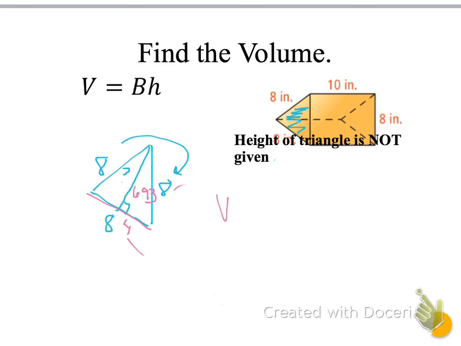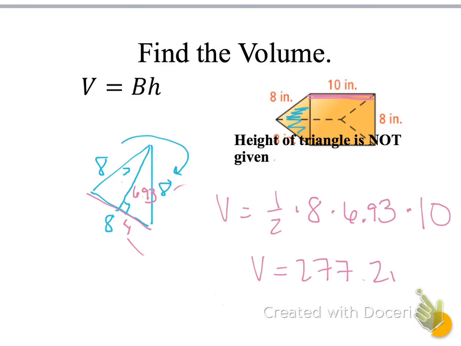Okay, so my volume equals my area of my base, so 1/2 times the base, which is going to be 8, times the height of that triangle, 6.93, times the height of my entire figure. So here is the height of my entire figure, which is 10. And we're going to multiply it all together. And I get my volume to be 277.2 inches cubed.